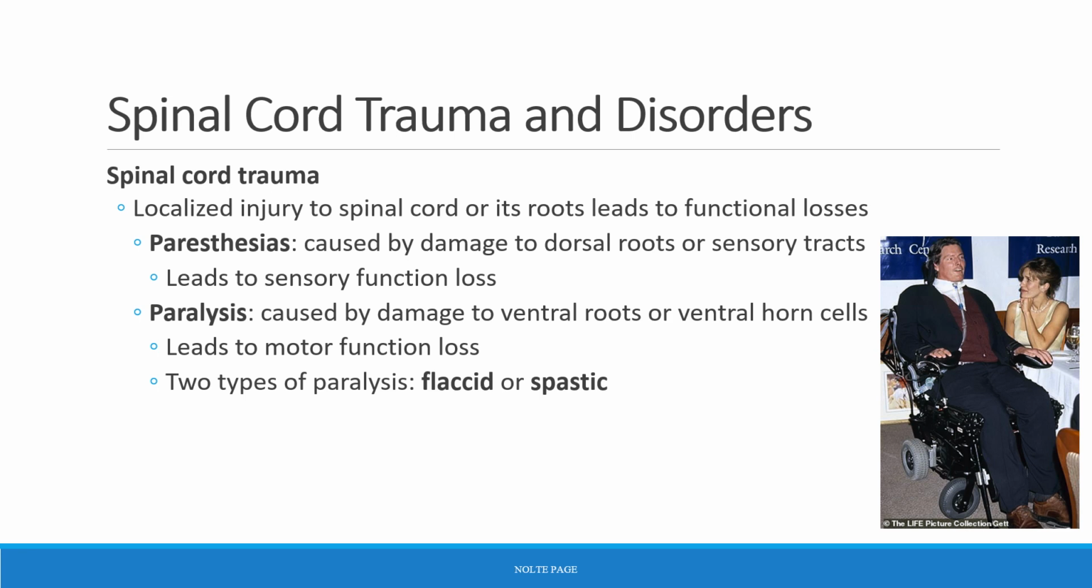So spinal cord trauma, localized injury to the spinal cord or its roots leading to functional losses. So paresthesias caused by damage to the dorsal roots or sensory tracts. So we see a sensory functional loss here. Paralysis would be damage to the ventral roots or the ventral horn cells. So we would see the motor function damaged here. So two types of paralysis, flaccid and spastic. Flaccid, you're not going to see any muscle tone. Spastic, you're going to see extreme muscle tone. Both, you still can't move. Okay, so stuck in a spastic condition or stuck in a flaccid condition.